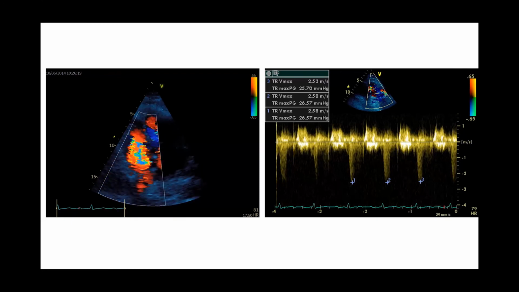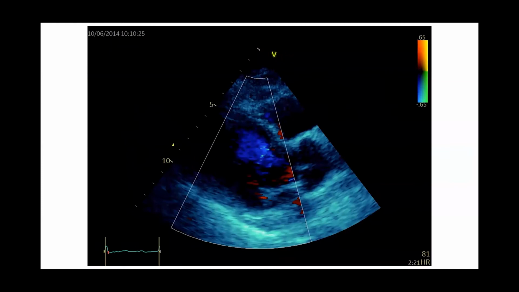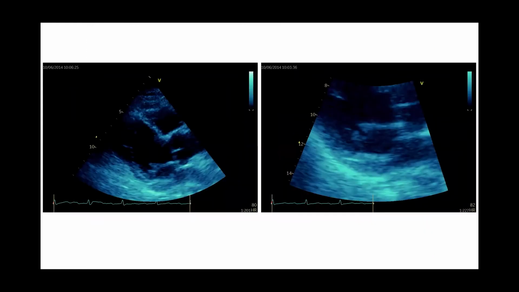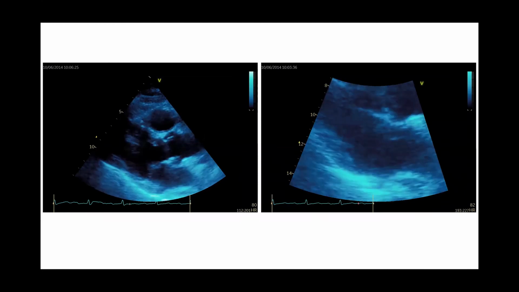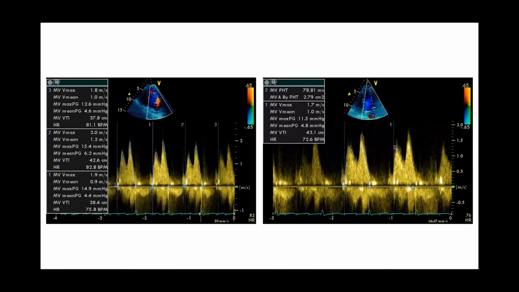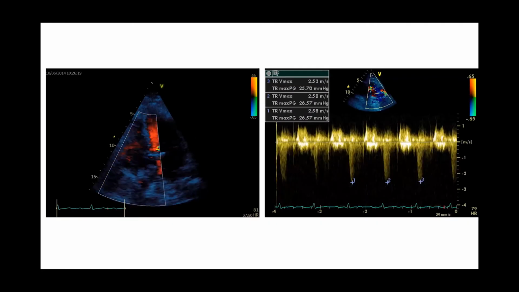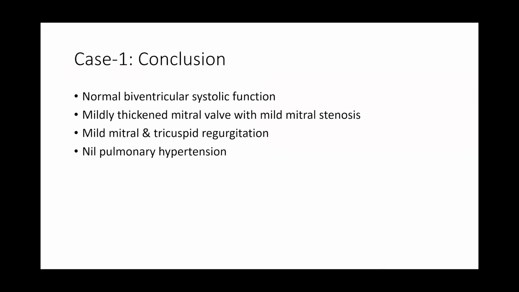Only one thing I disagree with is that I think it's a mild mitral stenosis, because if you see, most of the pressures were in the 4 to 5 range, and there's no effect of the mitral stenosis. It means that the left atrium is normal, and the pulmonary pressures are almost normal, because the IVC is 1.6 and collapsing well, so that would be a pressure of 5. So it's around 30-ish of pulmonary pressure, so no pulmonary hypertension. So conclusion: normal LV and RV, mild stenosis, mildly thickened mitral valve, and no pulmonary hypertension.